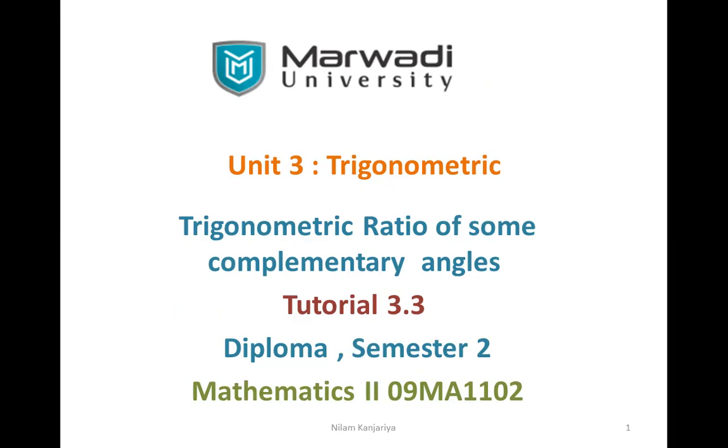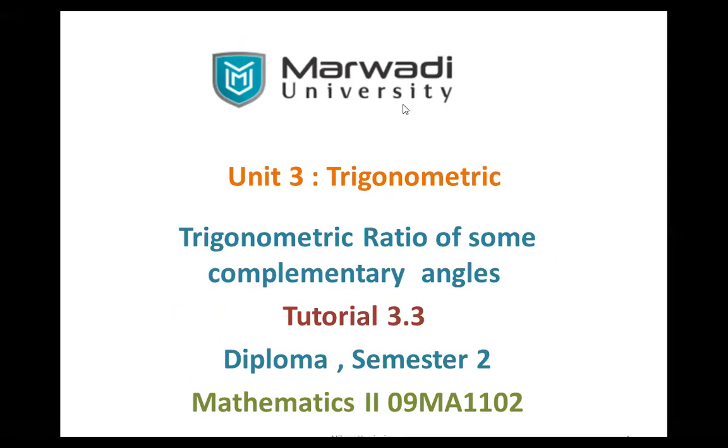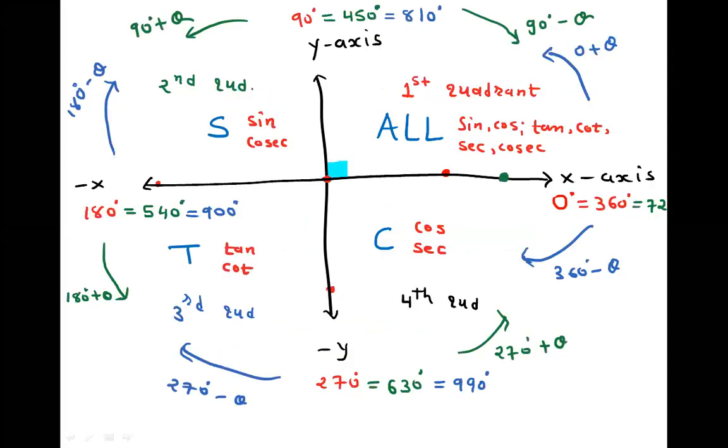Sum of any two angles: if you take any two angles and take the sum, you get 90 degrees. This type of two angles are known as complementary angles. And all these things we discussed in the theory. So first of all, we focus on the unit circle only. Look here, this is your unit circle. The whole thing we discussed in the theoretical class.